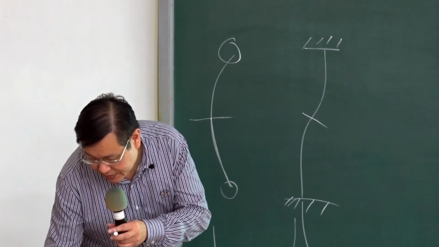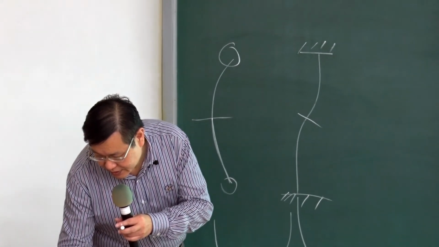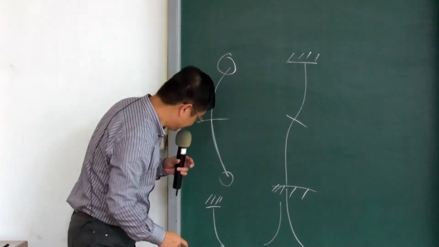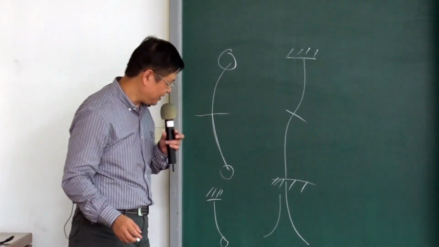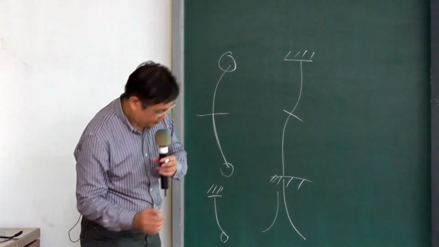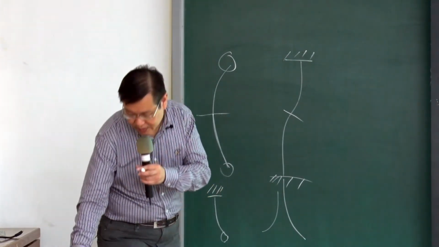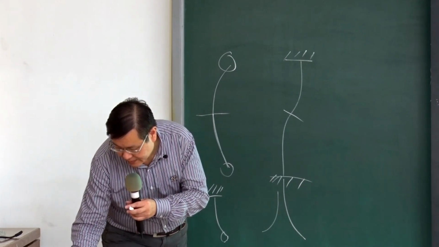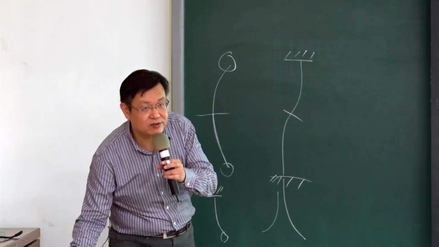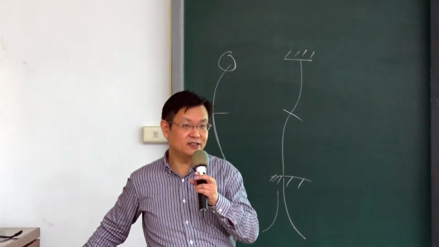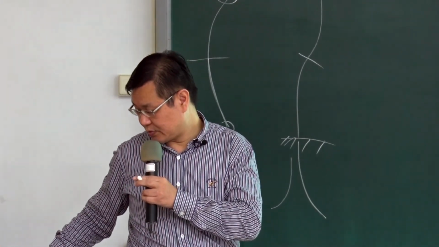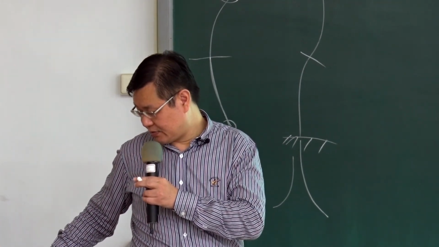The half of this part is similar to this part, because you can fix this end and then consider the deflection on the other side. It's exactly like this one, but the length is twice. So if you put twice the length into this equation, the P critical becomes 1/4. It becomes easier to buckle. Okay? So it's 1/4.